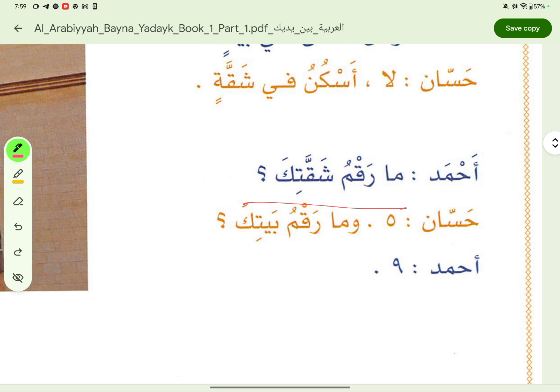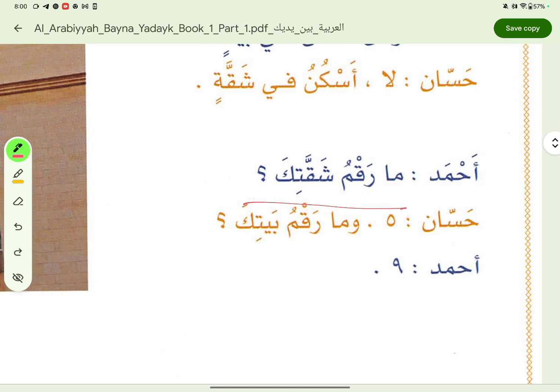Raqam is the thing that we're referring to, and we're referring to it as the raqam of a shaqqa. Raqam shaqqa. But in this case it is actually mudaf ilay, which is saying that this possesses this thing, right? So the shaqqa, the apartment, possesses this number. For example, we have Sayfullah, sword of Allah. You say Sayfullah because Allah possesses this sword, right?